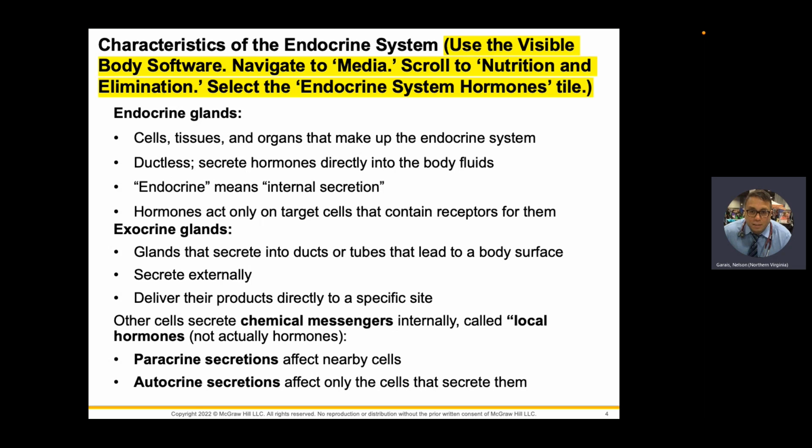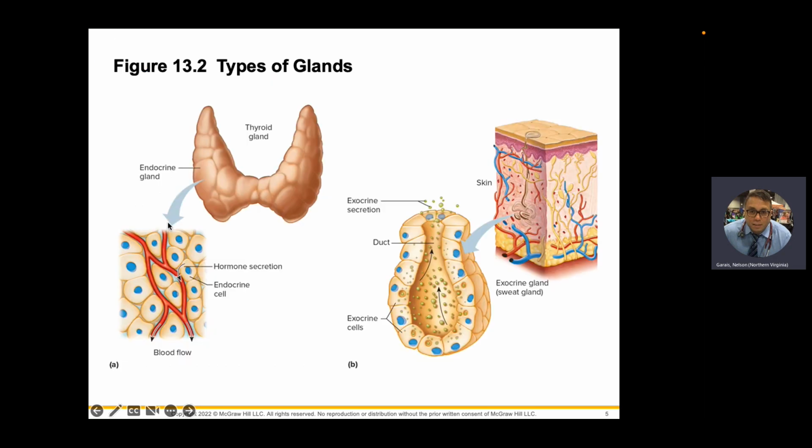Now, other chemical messengers that kind of belong in the exocrine family are local messengers, not really considered hormones, but for our purposes, let's just call them hormones. We have paracrine secretions, which affect nearby cells, and autocrine secretions, which affect only the cells that secrete them. So this is nice to know, but this is must know.